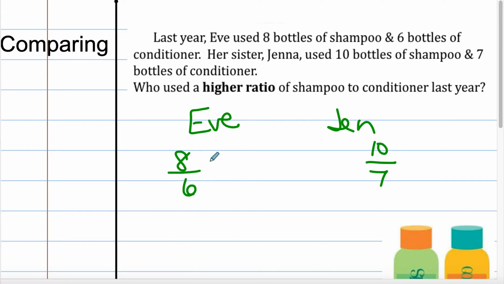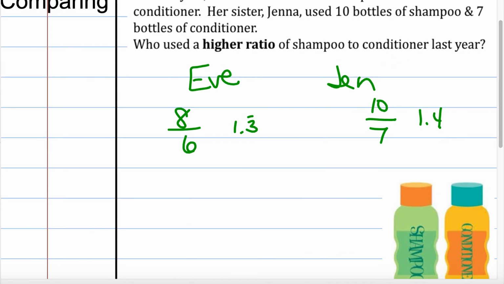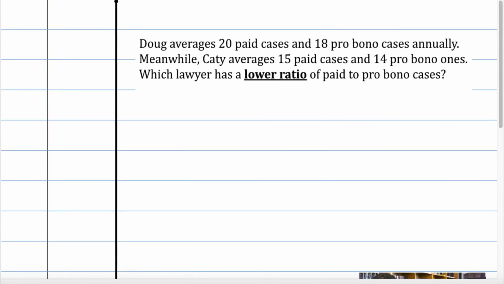I want to figure out who's higher. Even though I know they're ratios and not fractions, we might be able to turn them into a decimal so we would know. We could try simplifying first if that would help, but I just found out if I take 8 divided by 6, this is 1.3 repeating. 10 divided by 7 is 1.4. So we want to know who used a higher ratio. Jenna did. So that's where dividing would come in handy. All right, go ahead and stop the video now and try this one.